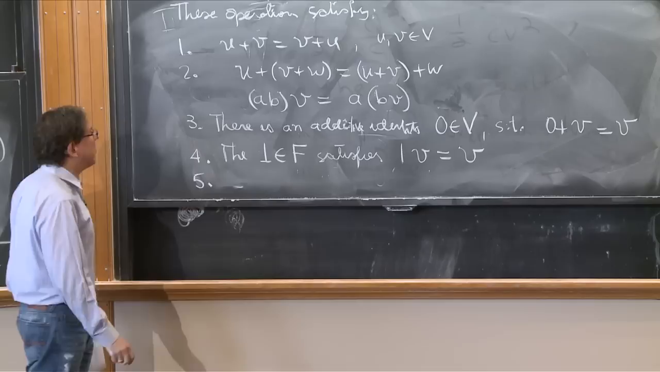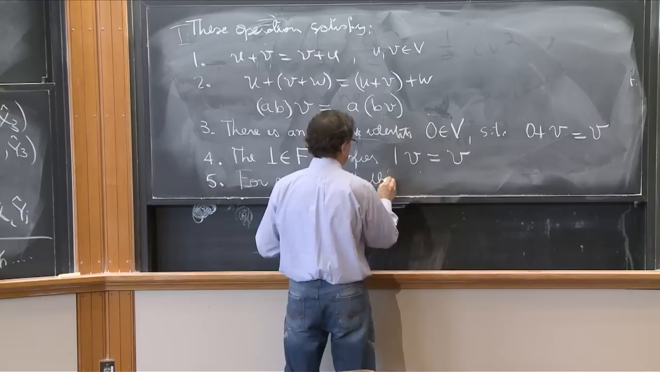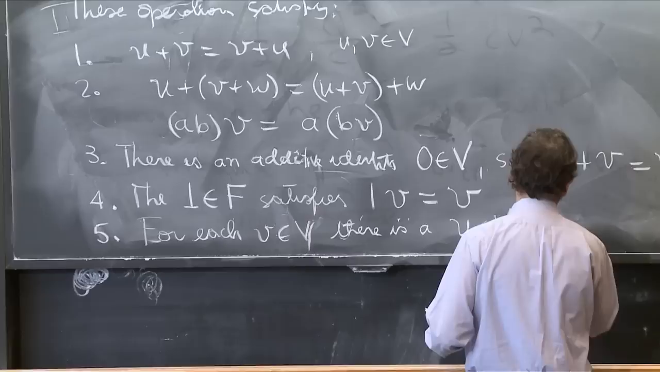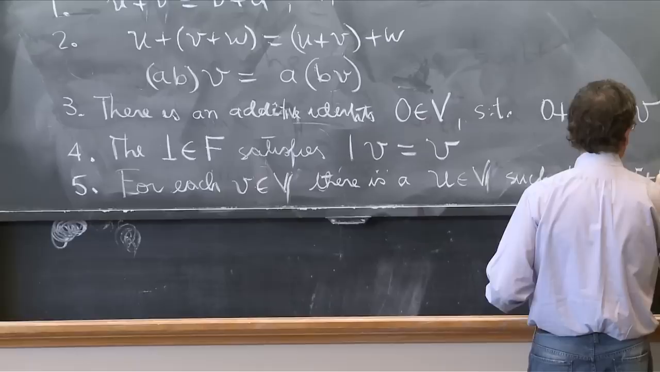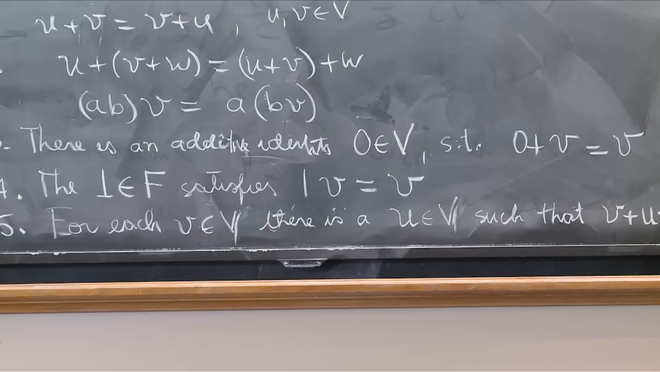There's an additive inverse in the vector space. So for each v belonging to the vector space, there is a u belonging to the vector space such that v plus u is equal to 0. So you can find for every element its opposite vector. It always can be found.